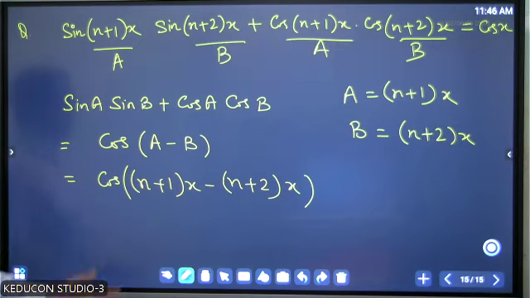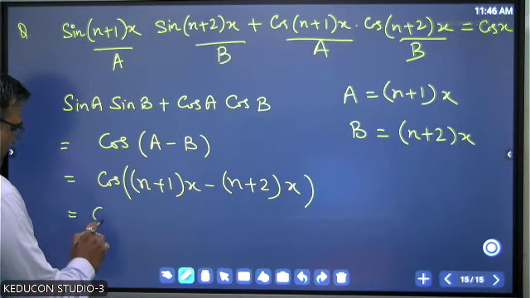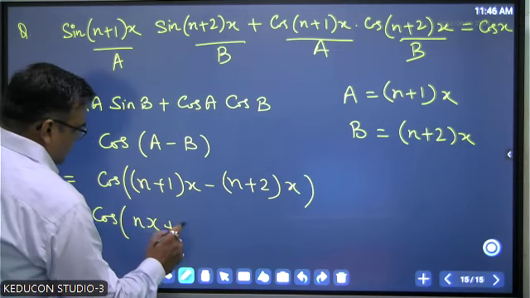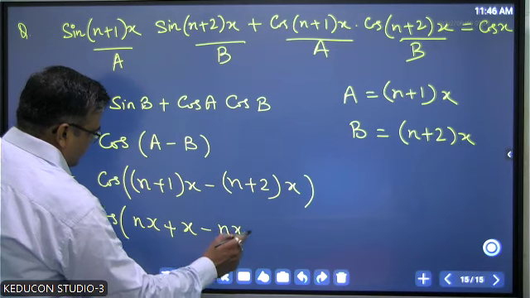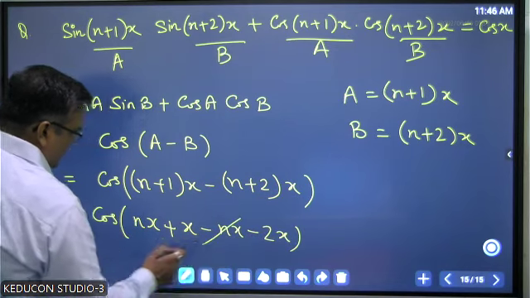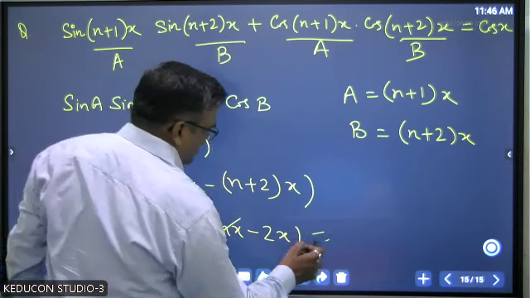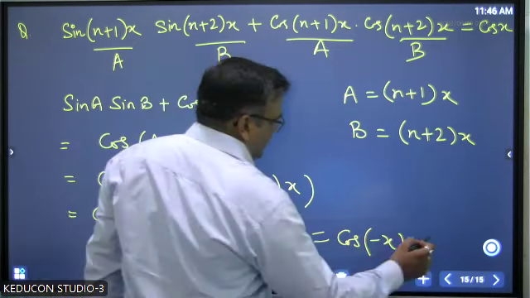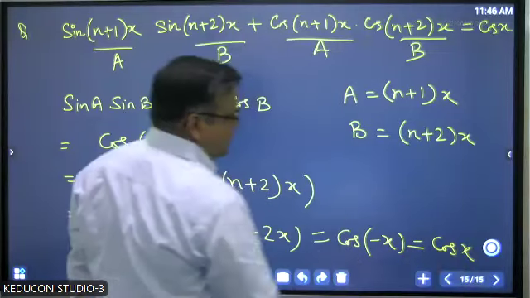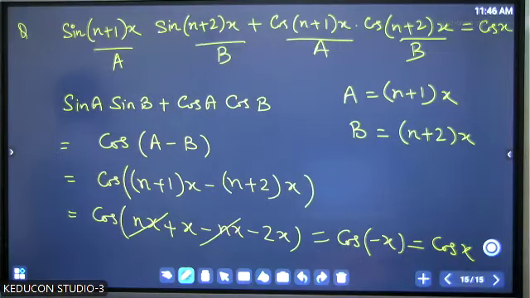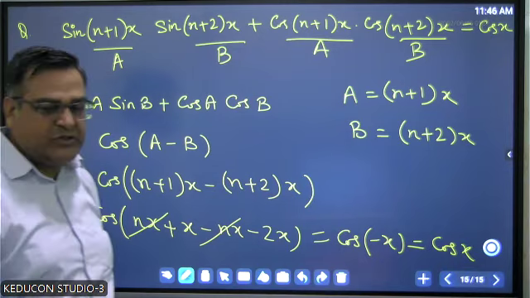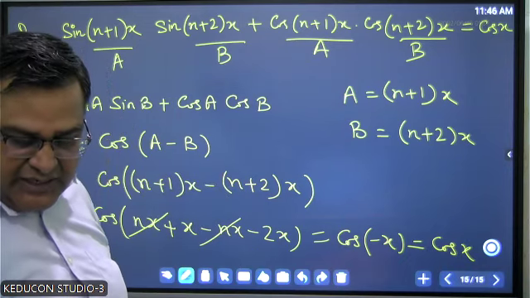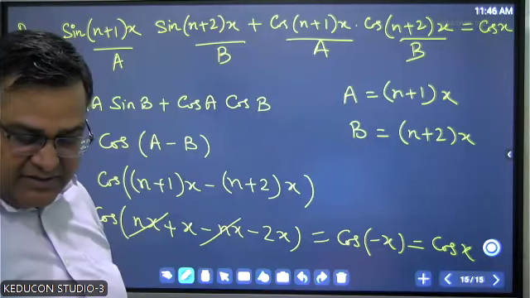right? If you solve them, this becomes cos of nx plus x minus nx minus 2x. Nx and x cancel. So this will be equal to cos of x minus 2x. This is minus x and it will become cos x, because cos of minus x is equal to cos x. Right, students? So I hope this question must be clear to you. Any doubt in this question, please tell me.